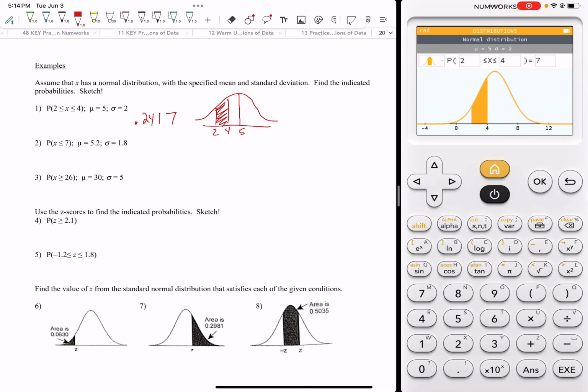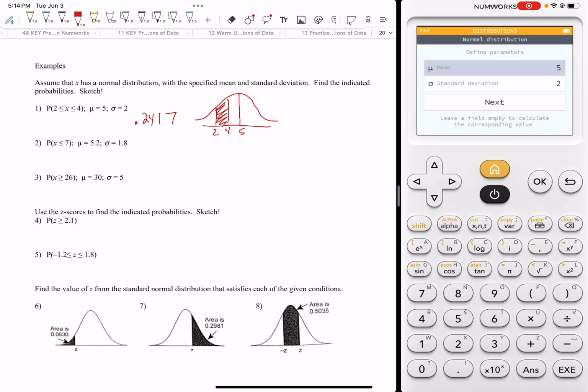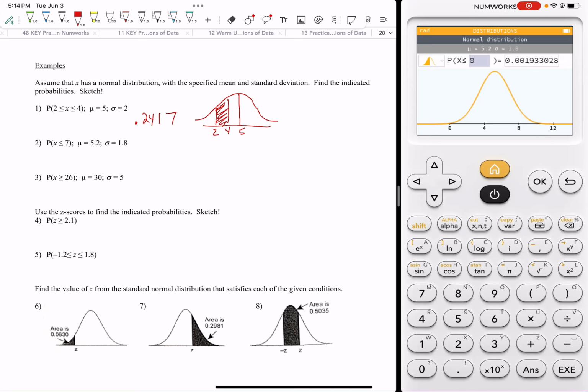And then come on back. All right, so hopefully you're going to get the right answer here. I'm going to go back again because I have to change. My mean is 5.2 and my standard deviation is 1.8. I'm going to hit OK. And this time I want it to be less than, so I'm going to go back over here, pick the first one, and we want it to be less than or equal to 7. Oops, not 77. There we are. So our probability is 0.8413.